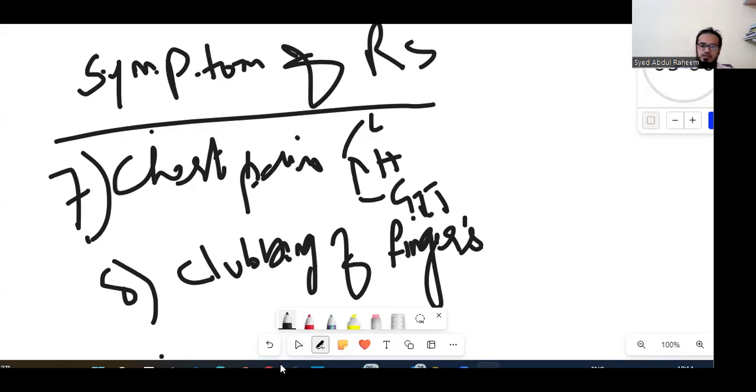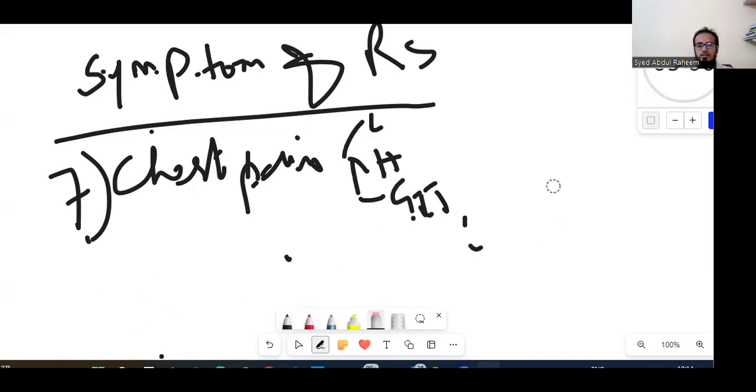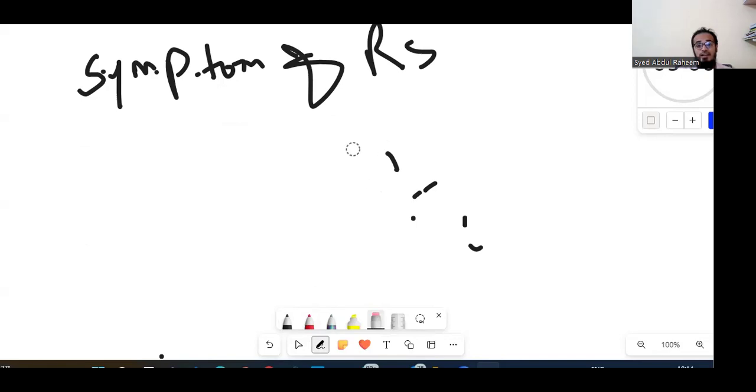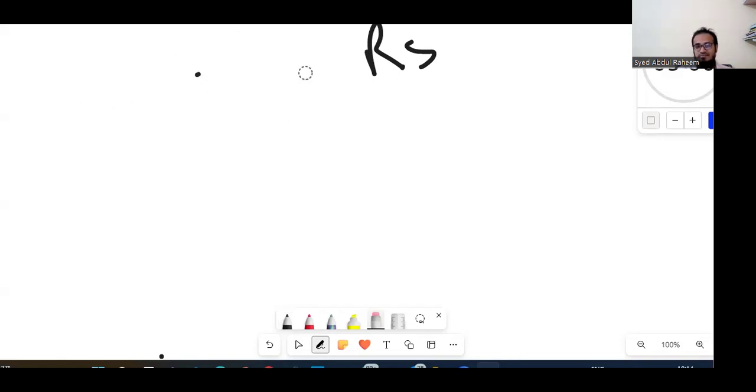Okay, so let's see the images of two things: clubbing of fingers and cyanosis, because this is very important. If you see that, you will easily understand. You will remember the clinical symptoms. What do we call this? Clinical symptoms, which will lead you to respiratory system disorders.